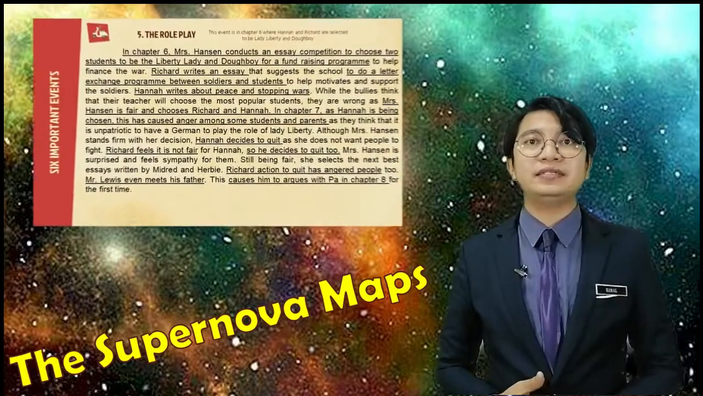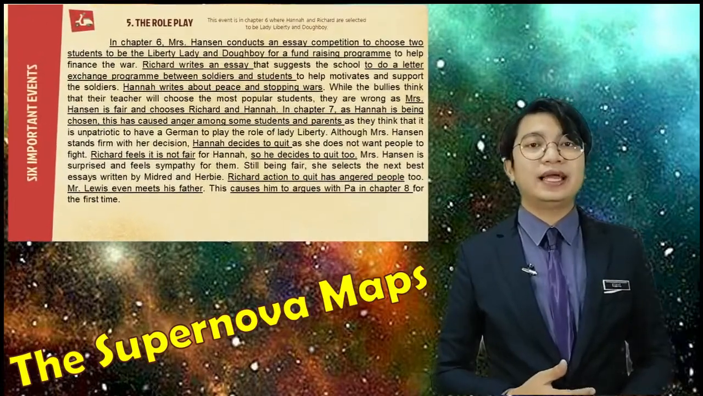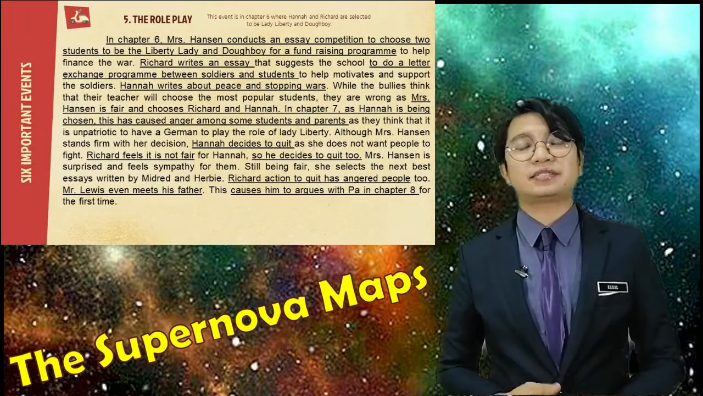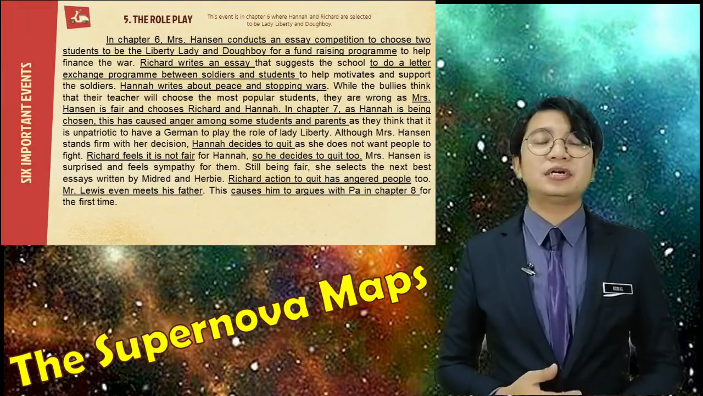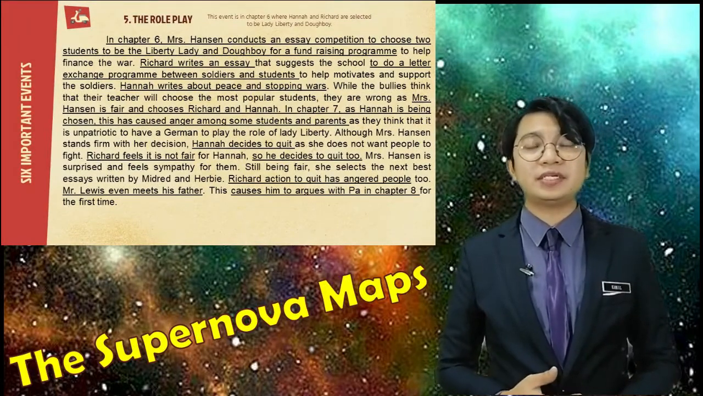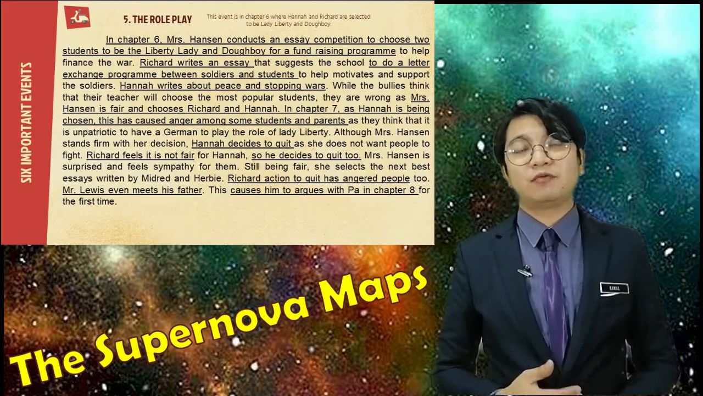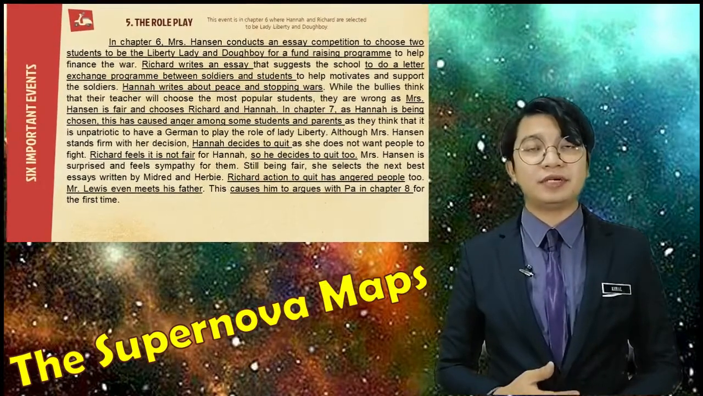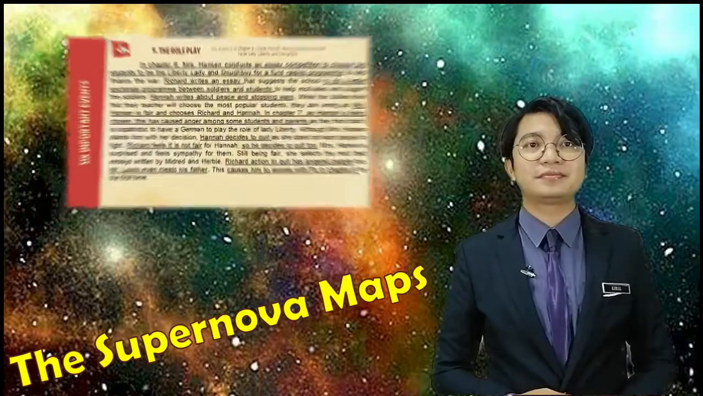Another important event is the role play. This event is in Chapter 6, where Hannah and Richard are selected to be the Lady Liberty and the Dove Boy. Once more, you can also pause this video and read the description.